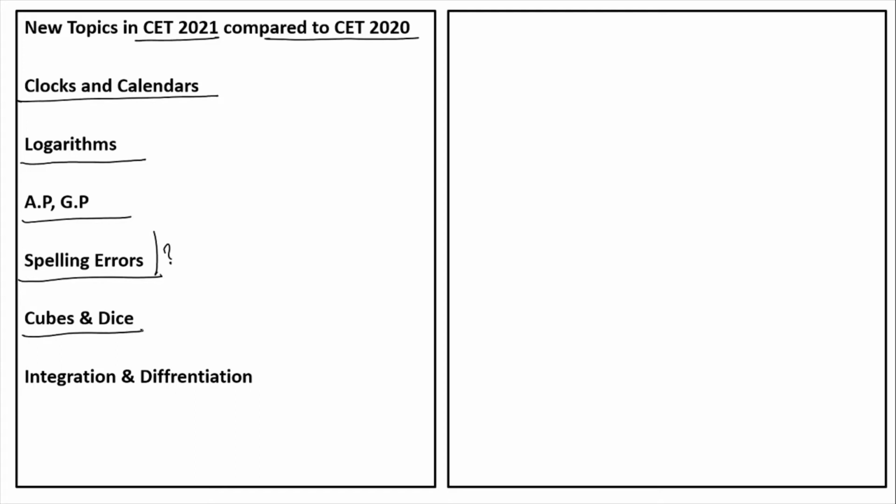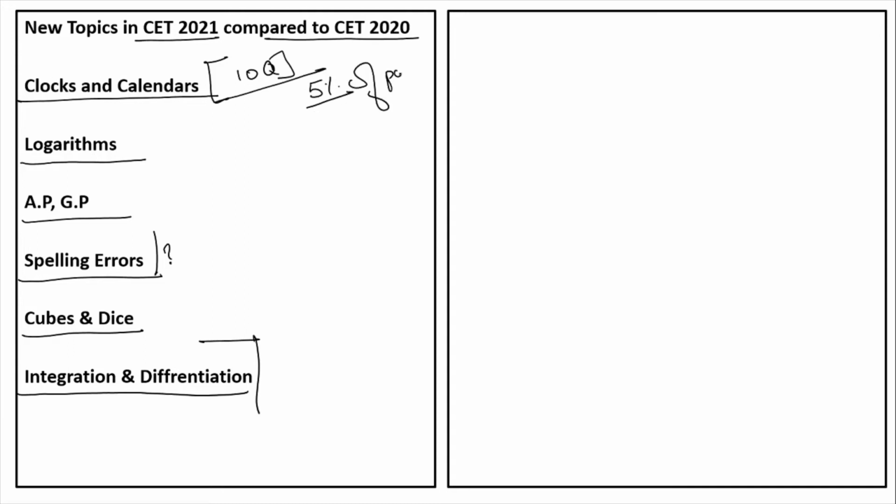Again, there were new topics in CET 2021 compared to 2020. The new topics were clocks and calendars. There were questions from logarithm, arithmetic progression and geometric progression. There was a new type of question, spelling error. My slot even had questions from integration and differentiation, and some others as well. But I don't think they would come in 2022 CET. My slot had around 10 questions of clocks and calendars, so approximately 5% of the paper was on clocks and calendars. This was pretty new in CET.